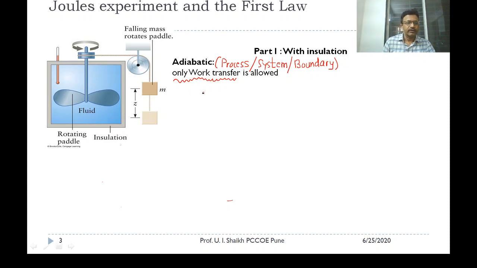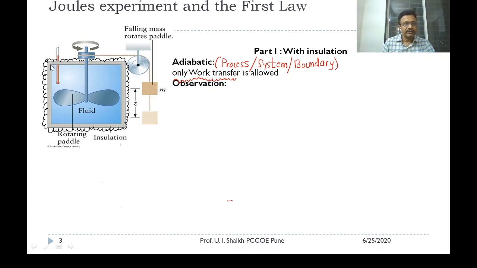This is a somewhat non-conventional method of defining the term adiabatic, but we have to define adiabatic on the basis of work transfer to have a correct definition of heat transfer that we are going to get at the end of the discussion of part 2 of Joule's experiment. So let us have a look at Joule's apparatus.